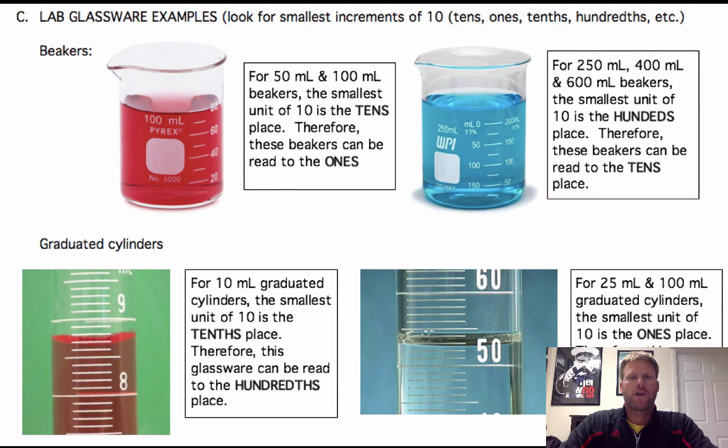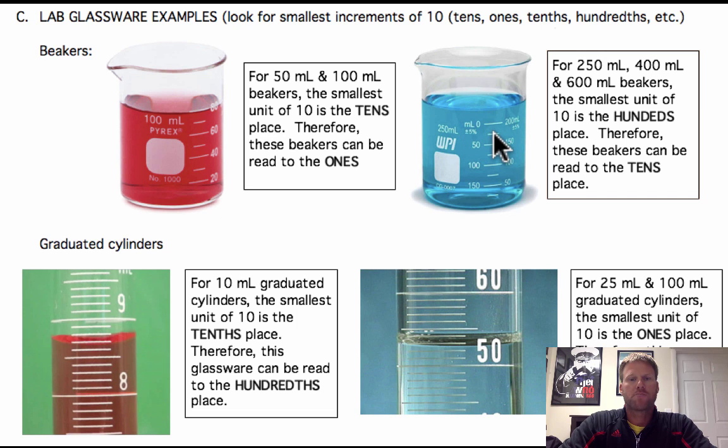We don't use rulers very often in chemistry class. The majority of the time we'll be using glassware such as beakers and graduated cylinders. To determine how precisely you can read the glassware, look for the smallest increments of 10 on the glassware. Our small 50 and 100 milliliter beakers have markings every 10 milliliters. You can definitely read these beakers to the tens place, and then you can estimate the volume to the ones place. For the large beakers we will use, the smallest increments of 10 is the hundreds place.